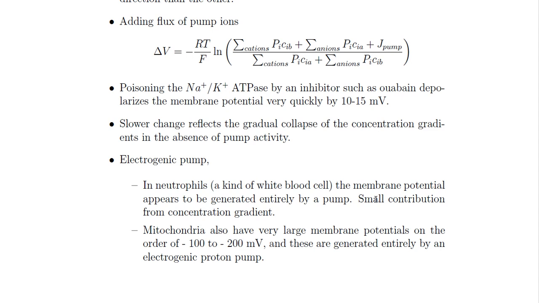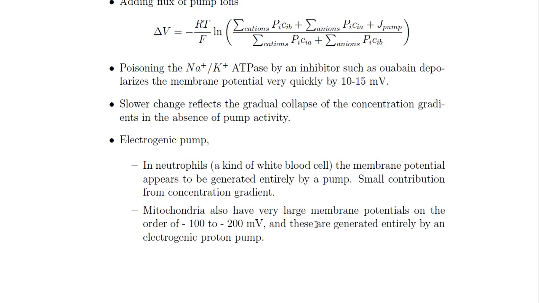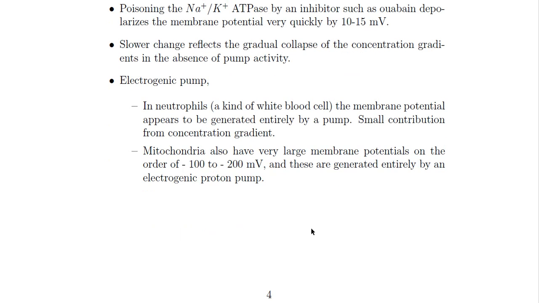So, electrogenic pumps. These are the examples. In neutrophils, a kind of white blood cell, the membrane potential appears to be generated entirely by a pump, with a small contribution from the concentration gradient. Mitochondria also have a very large membrane potential, on the order of 100 millivolts. These are generated entirely by an electrogenic proton pump, without the concentration contribution.